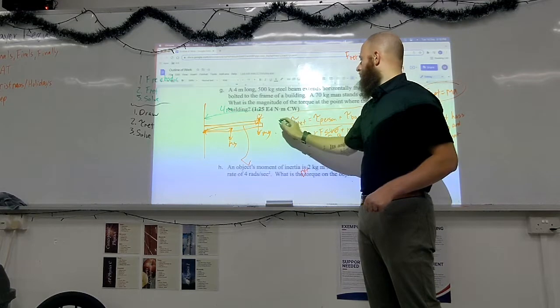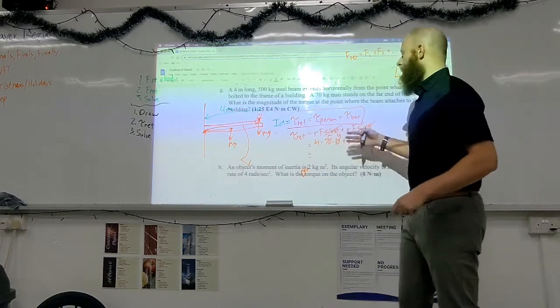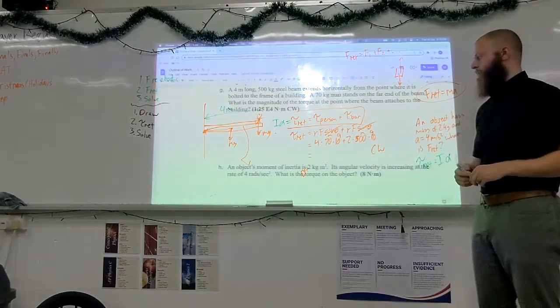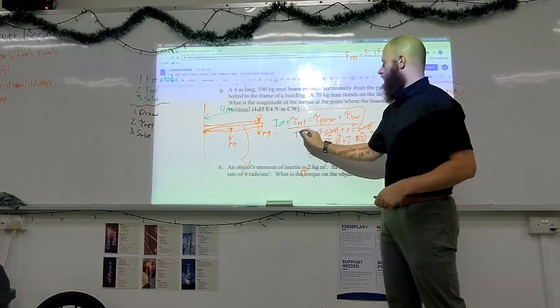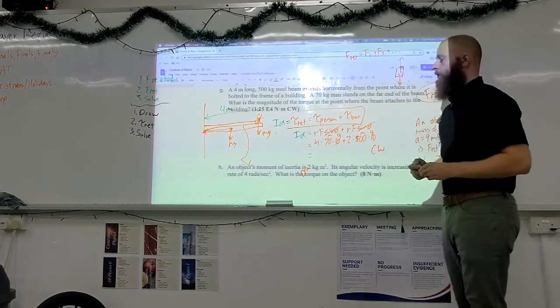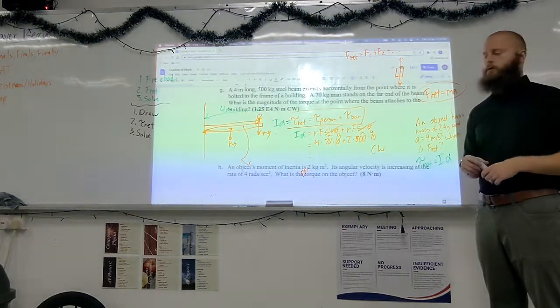Is equal to my I alpha. Okay? So this would be sort of the general way that you'd set it up. So you'd probably replace this step right here with an I alpha. Okay? If it asked me for something about rotation, as opposed to just what's the net torque.